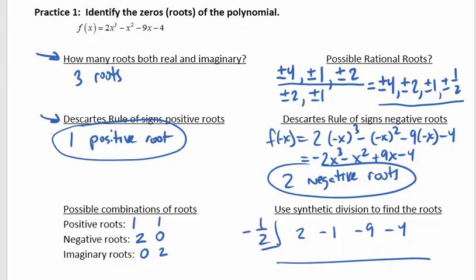Let's try negative 1/2. So I would bring down the 2. Negative 1/2 times positive 2 would give me negative 1. Negative 1 plus negative 1 would give me negative 2. Negative 1/2 times negative 2 would give me a positive 1. And then negative 9 plus positive 1 would give me negative 8. Negative 1/2 times negative 8 would give me a positive 4. And there it is. There's our factor. We get a remainder of 0.